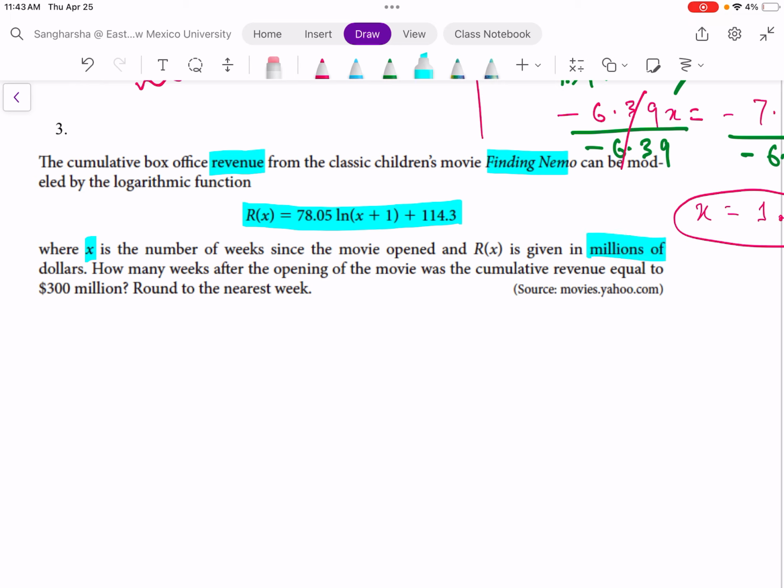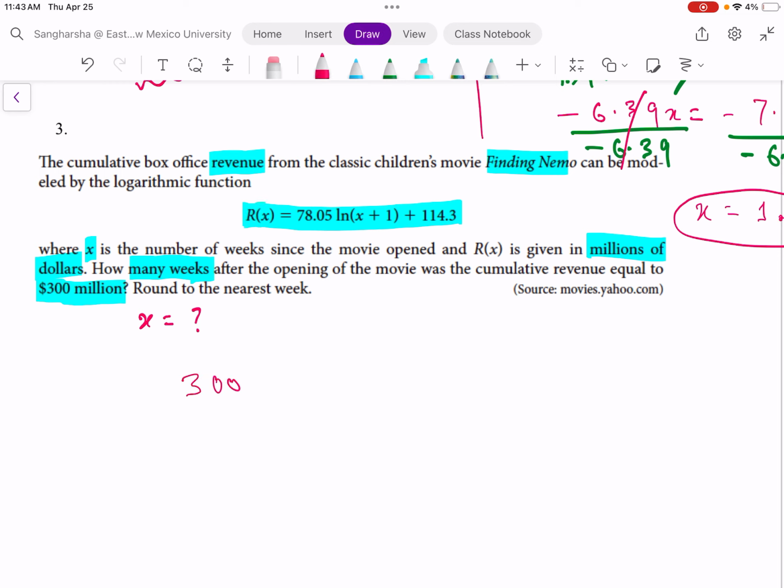How many weeks? What are we trying to find? x, because x is the number of weeks, so we are looking for x. Our x is unknown, so this is what we are trying to find. How many weeks after the opening of the movie was the cumulative revenue equal to $300 million? Now what is this $300 million? It is the revenue, which is r of x. So let's substitute 300 for r of x.